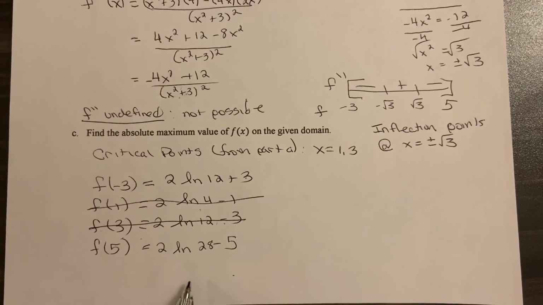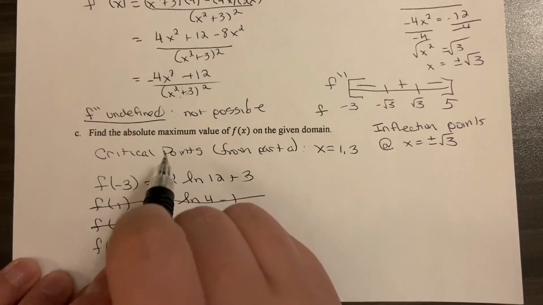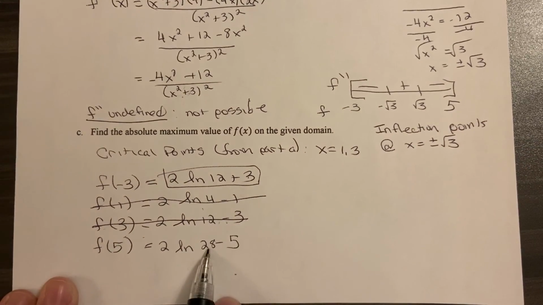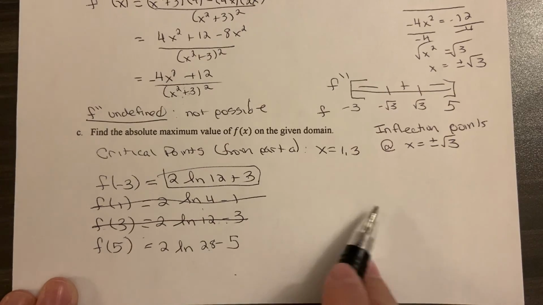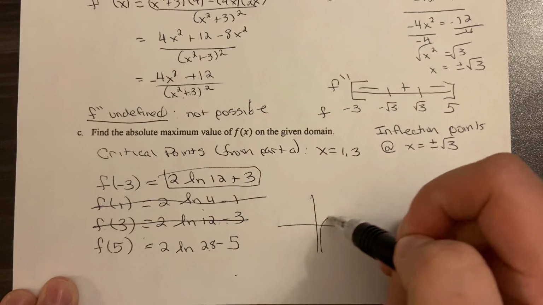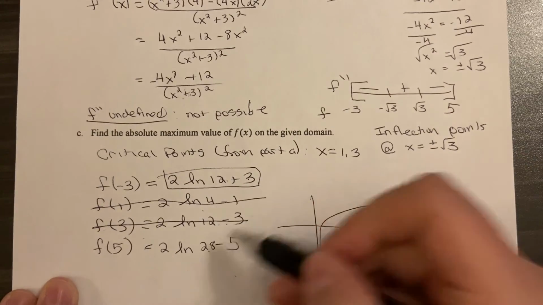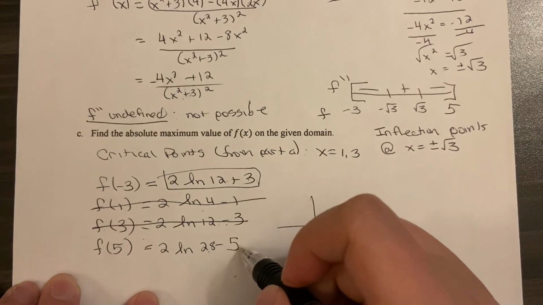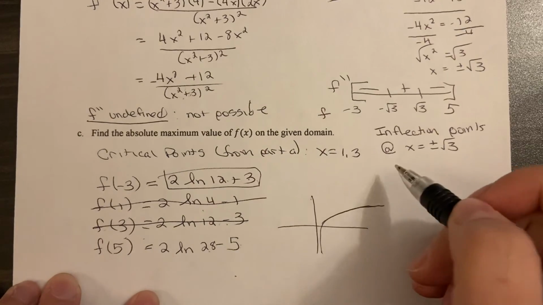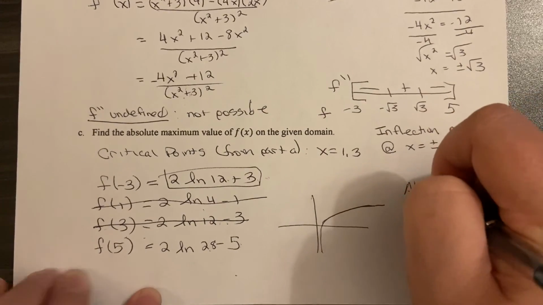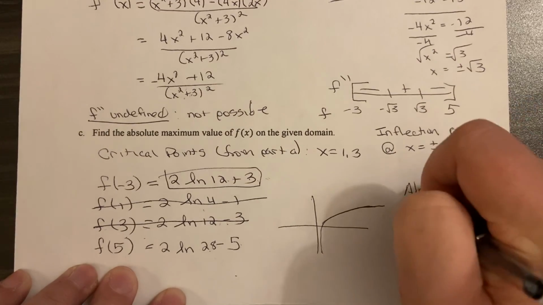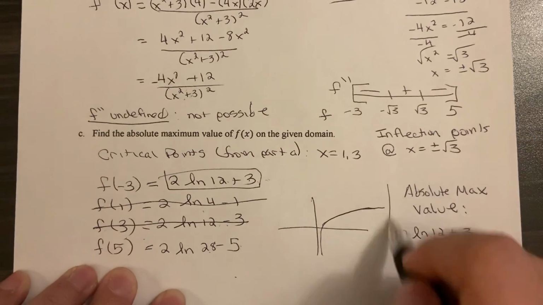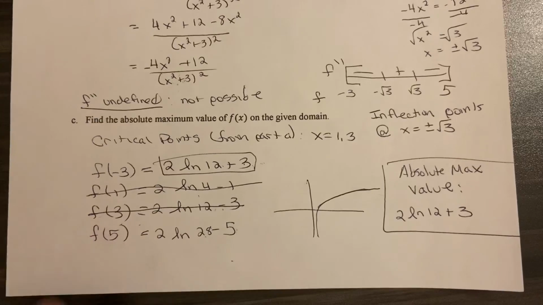So I did have to verify this in the calculator, but this ended up being the max value when I checked it. And I think it's because if you think of what ln looks like, it kind of teeters off. Like the further it goes, it looks like that. So I feel like these ln of 12 and ln of 28 are very minor differences in the scheme of things. So by subtracting 5 versus adding 3, this one ends up being bigger. So the absolute max value is whatever 2 ln of 12 plus 3 is, and I'm just going to leave it exact. That's it, guys. Okay, thanks.